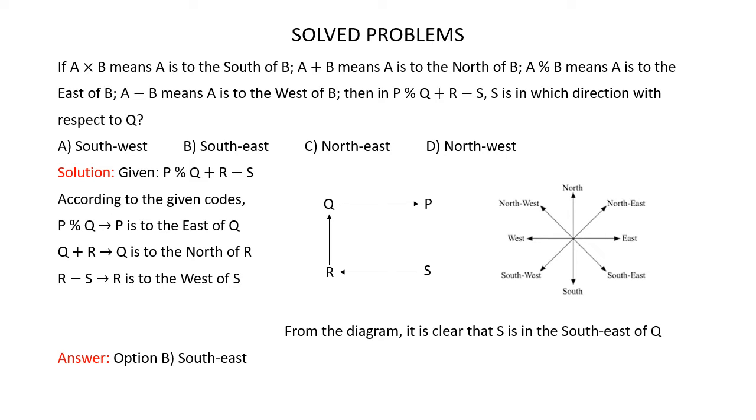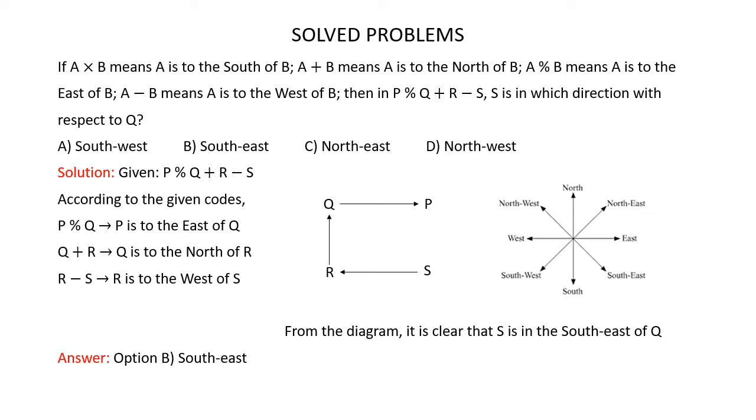Now here we are asked to find S is in which direction with respect to Q in P% Q plus R minus S. Now according to the given codes, P% Q means P is to the east of Q. Q plus R means Q is to the north of R. R minus S means R is to the west of S.